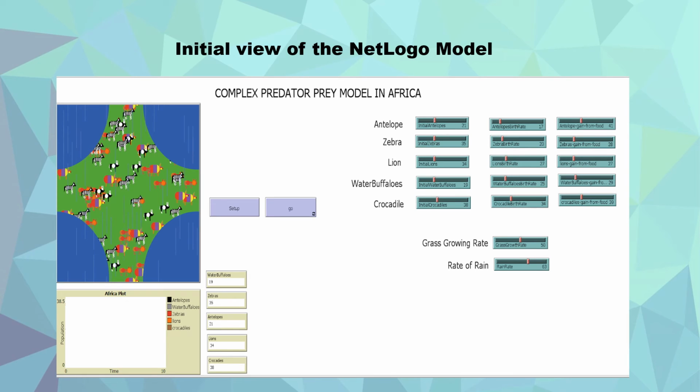This is how it looks in my project. The NetLogo model looks very good, and I was happy with it. I had 5 animals: you can see water buffalo, zebra, antelope, lion, and crocodile. The crocodile resides in the water area, but he tries to come out when the population grows. I also have sliders for antelope, zebra, lion, water buffalo, and crocodile, and for grass growing rate and rate of rain as well, so people can see.